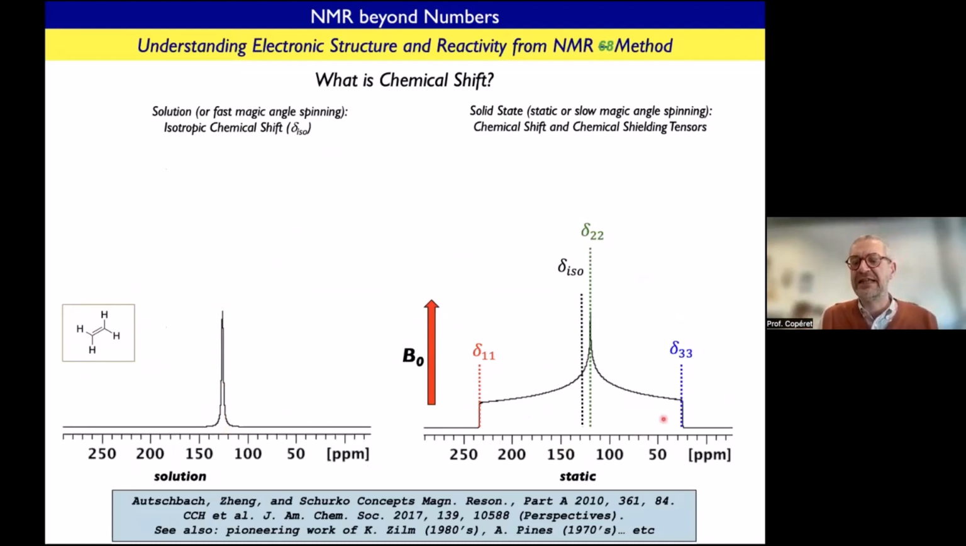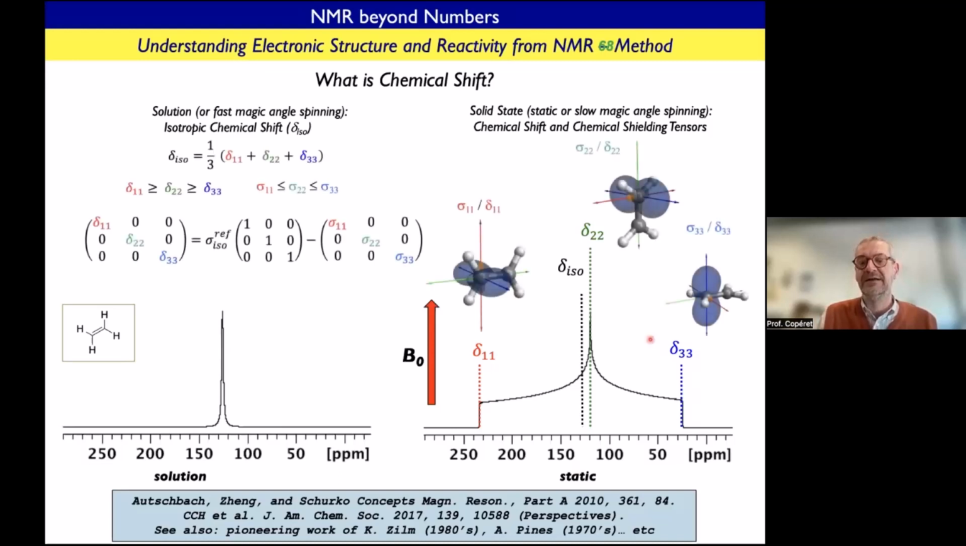If you were to take a solid state NMR spectrum of frozen ethylene, you have this typical solid state NMR spectrum, very broad, with a very large breadth. It just tells you that chemical shift depends on the orientation of your molecule with respect to the B0 field. Here you have a disordered solid, so you have a statistical distribution of all possible orientations of ethylene with respect to the B0 field.